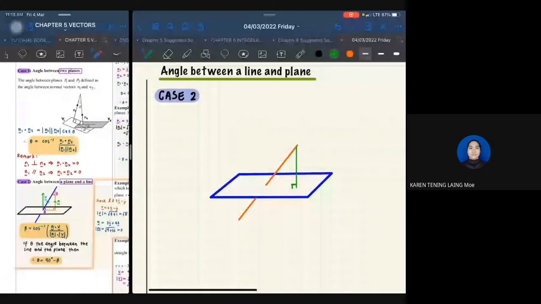Alright, so you can produce a right angle triangle. Dia kuranglah macam tu bentuk dia. Okay, so yang warna hijau ni is the normal. Alright, and then the orange one dia adalah awak punya line equation. So akan ada satu vector dekat situ. So there is a vector over here. Warna orange juga saya buat.